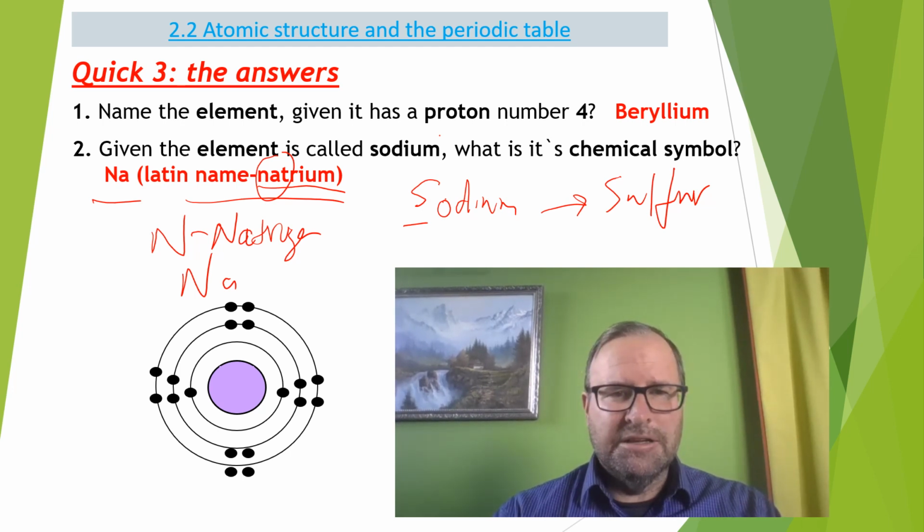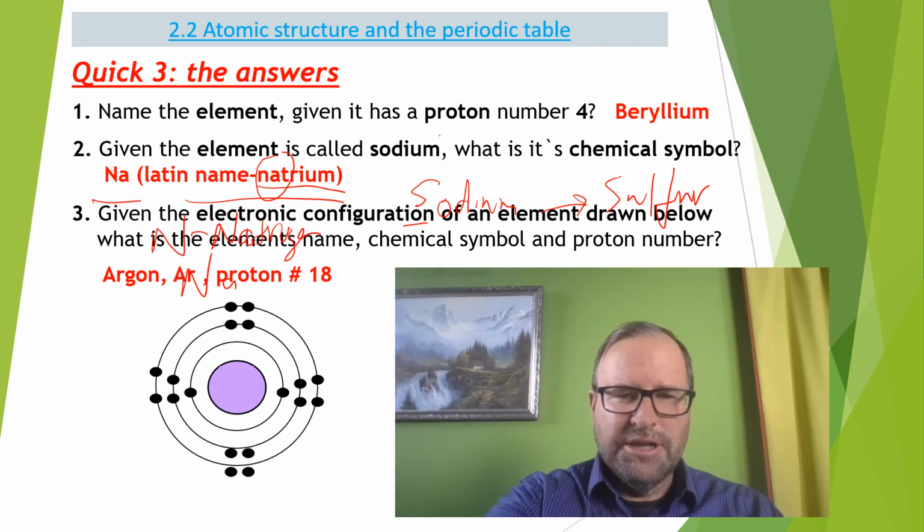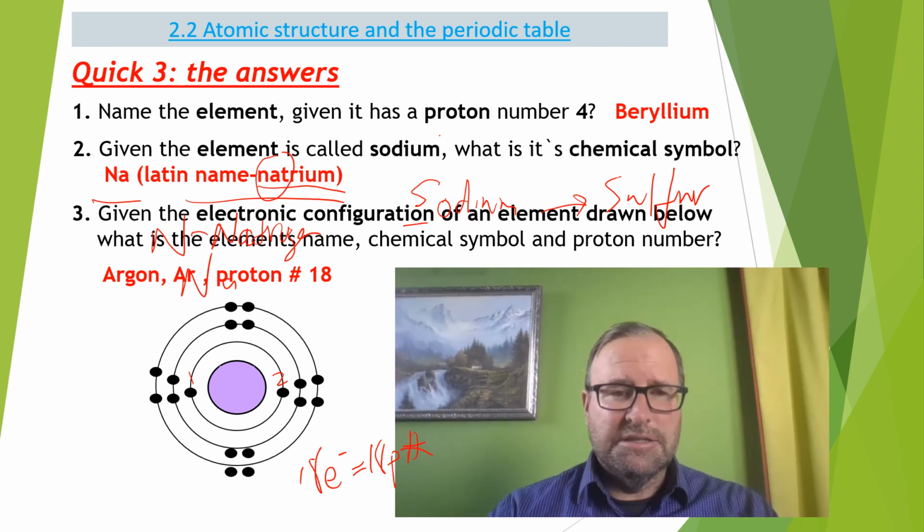All right, next part of the question, number 3. Sorry for writing all over that. Given the electronic structure below, it's called argon, chemical symbol Ar, and the proton number. The simple way you can work this out is to just count all the electrons here. 1, 2, 3, 4, and you'll find there are 18 electrons, and that equals the proton number, 18 protons. Then from that, if you know what the 18th element is, you can figure out it's argon.